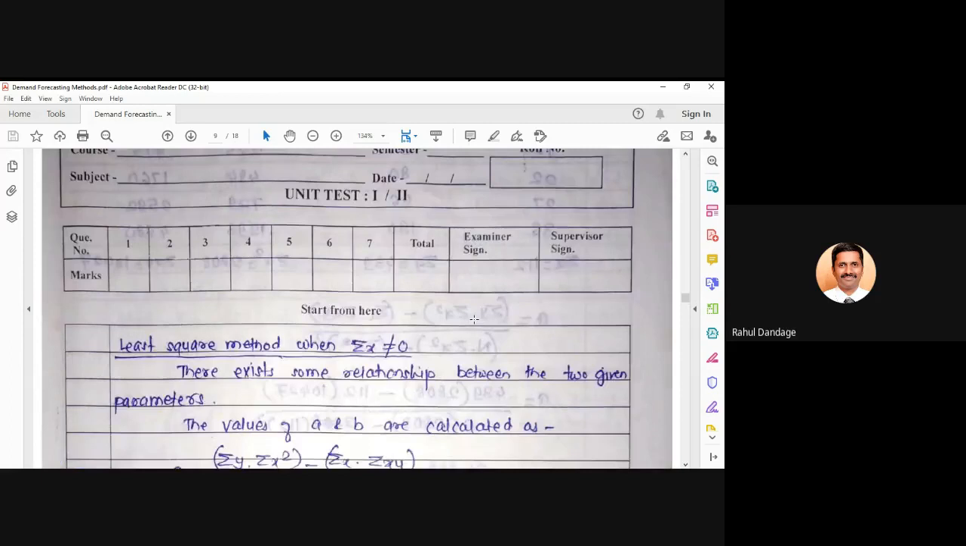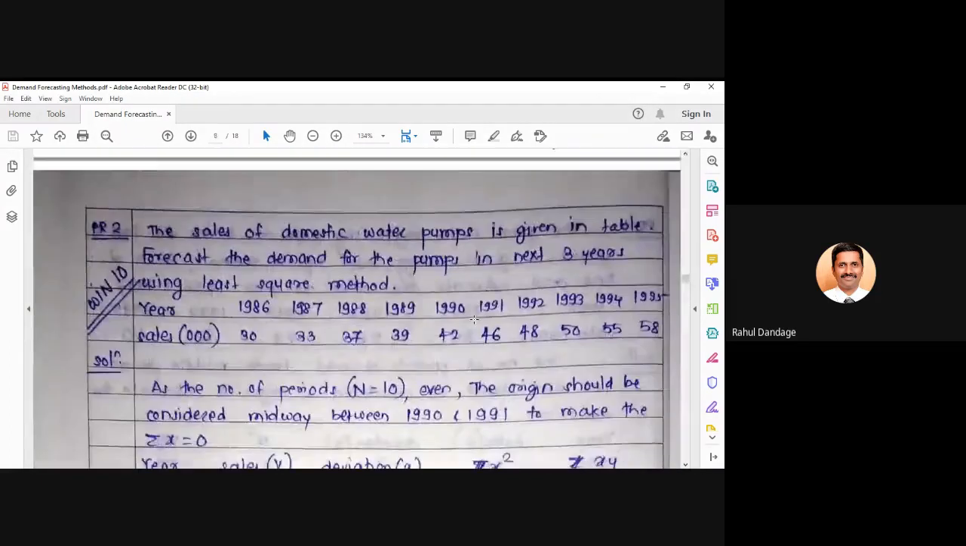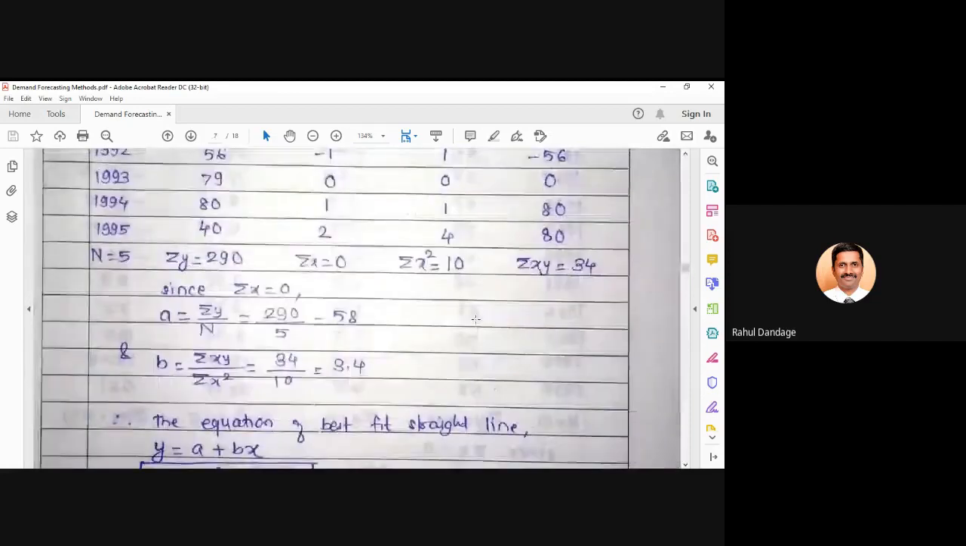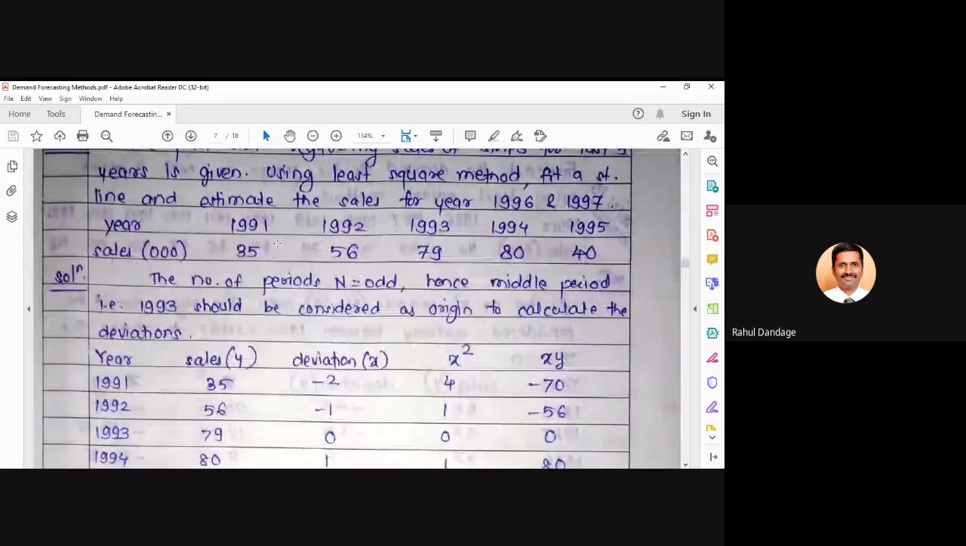So if you remember the problems we have seen yesterday, this was the first problem. Some years were given and certain sales. What we find is there is no direct relationship between the value of year and the sales. Years are simply in ascending order and the sales values are as they are. Somewhere they are increasing, somewhere they are decreasing. So there is no direct relationship between the value of year and the sales.